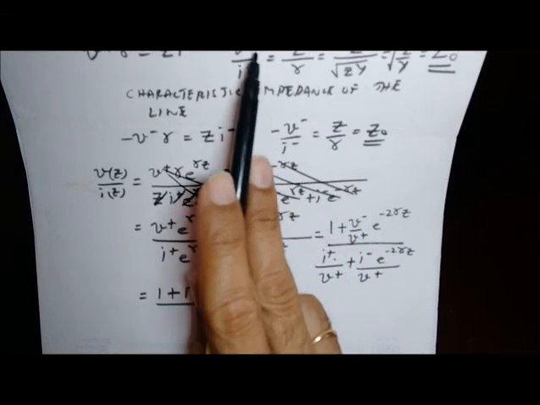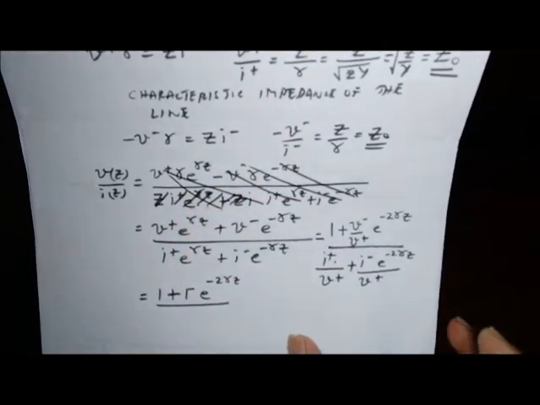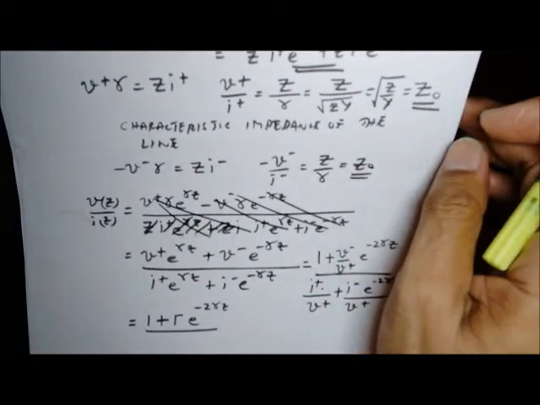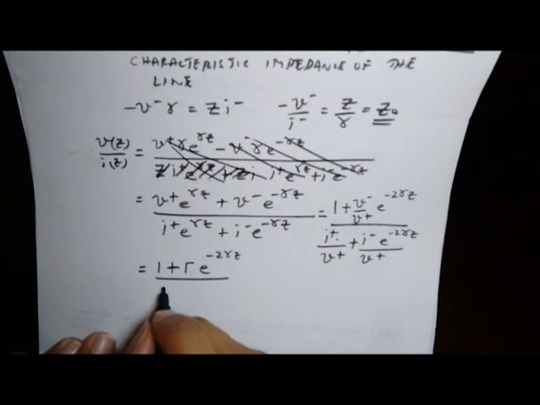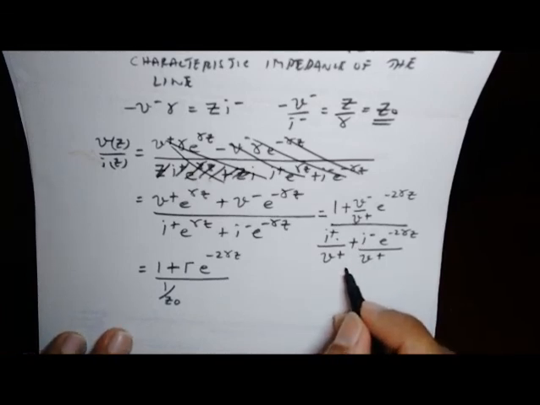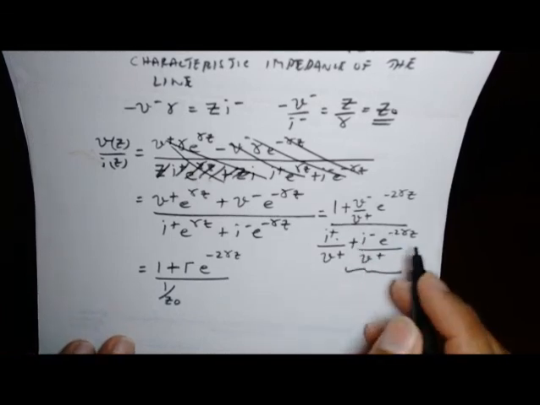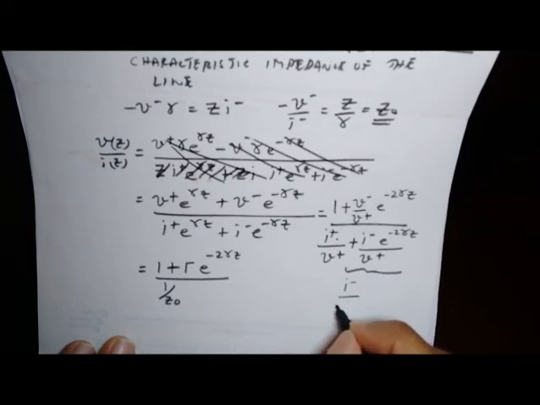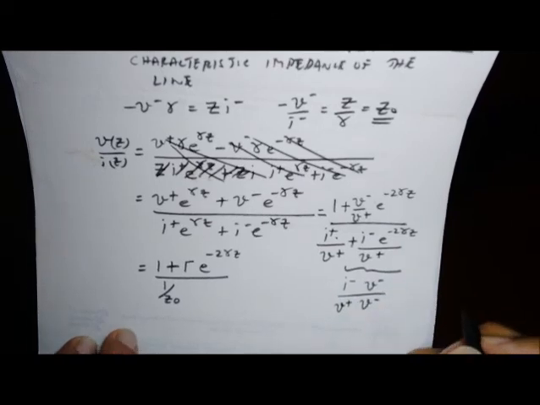V plus by I plus was shown to be, so here it is. V plus by I plus is the characteristic impedance. So I'll make that substitution here. So I will end up getting 1 by Z naught. Similarly, this term I will rewrite as I minus divided by V plus. I will put a V minus here and a V minus here to cancel it off.